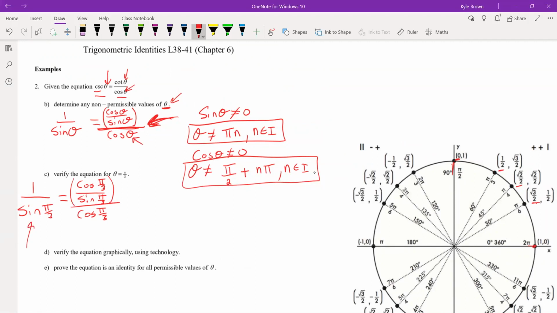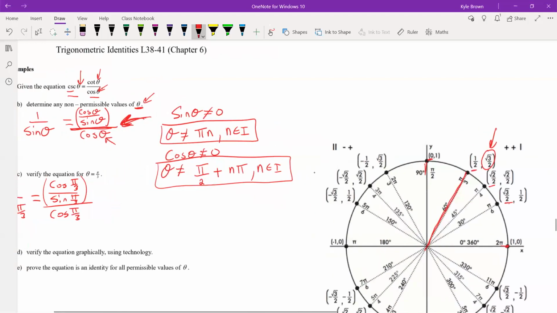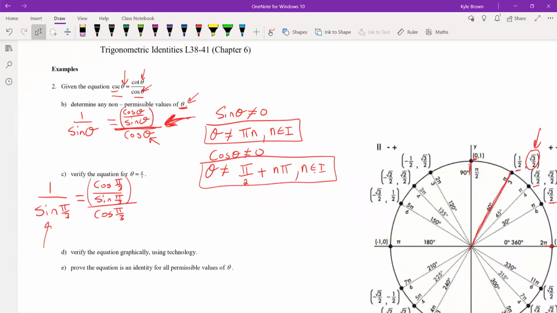So sine pi over 3. Let's remind ourselves using the unit circle. So sine at pi over 3. If I come over here and look at pi over 3, that's this angle right here. So this is as easy as just choosing the sine value. Sine is the y value. So sine of pi over 3 is root 3 over 2. So this is really 1 over root 3 over 2. Maybe put that in brackets too to help you out there.